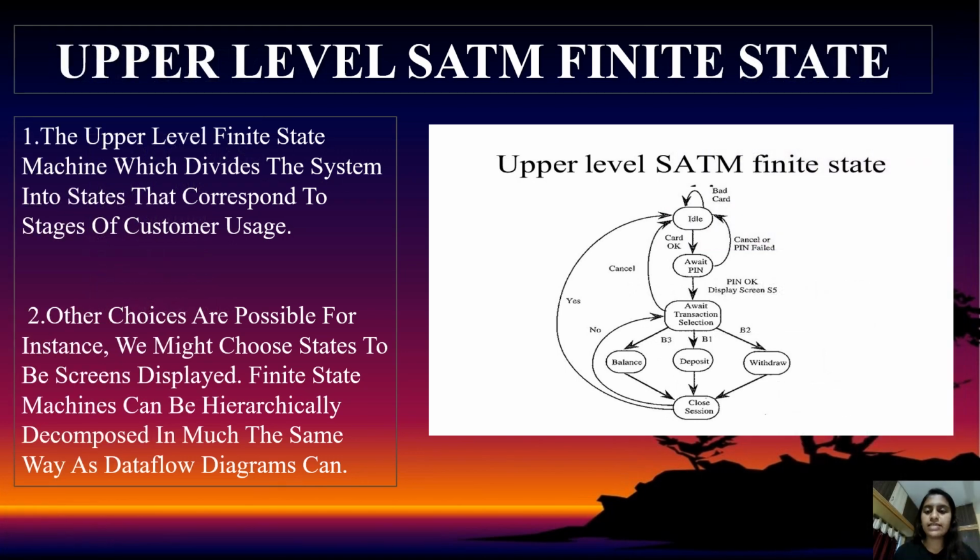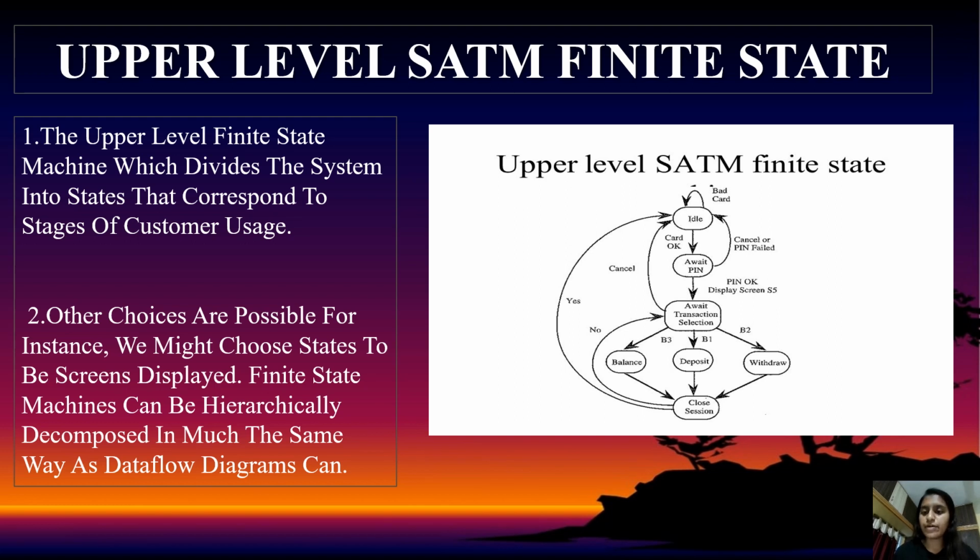Upper level SATM finite state machine. The upper level finite state machine divides the system into states that correspond to stages of customer usage. Other choices are possible. For instance, we might choose states to be screens displayed. Finite state machines can be hierarchically decomposed in much the same way as data flow diagrams can.